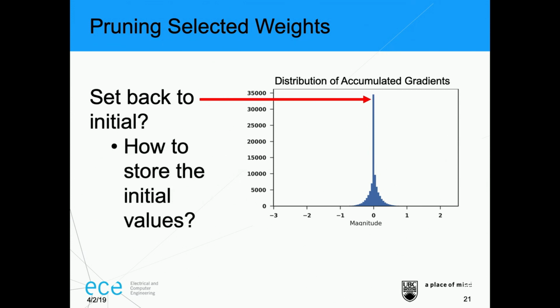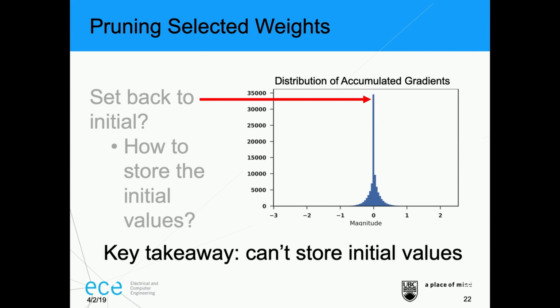So what if we set them back to their initial values? Since setting them to their initial values from that first iteration works really well for training, why don't we set the things we're going to forget about, the things we're going to prune, back to their initial values? Well, then the question is, how do we store the initial values? Do we put them in memory? Well, then we're just going to use the same amount of memory as storing all the weights anyway. It's not going to be very useful.